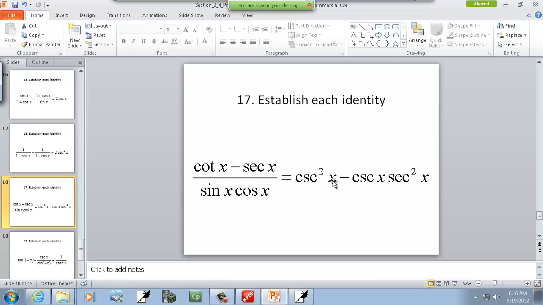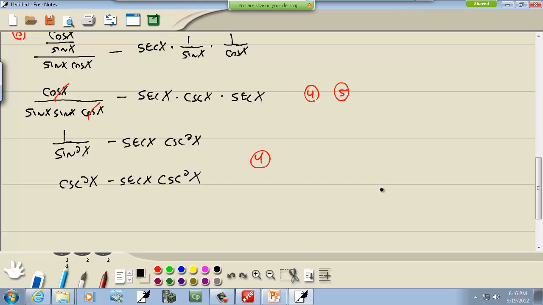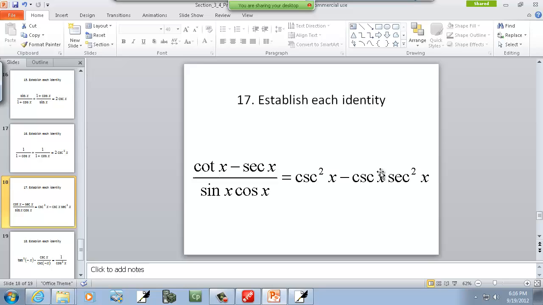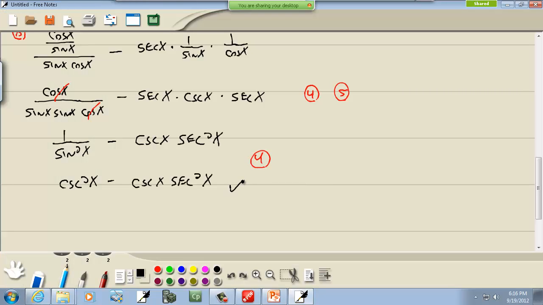Let's see, what am I supposed to achieve? Cosecant squared minus... Ooh, that's close. I messed up. Let me go back up there and look. Sure enough, I did mess up. Secant times secant is secant squared. Let's try that again. Okay, so this would be cosecant x secant squared. And, well, they flip around, but basically that's the same thing. So that's our answer.